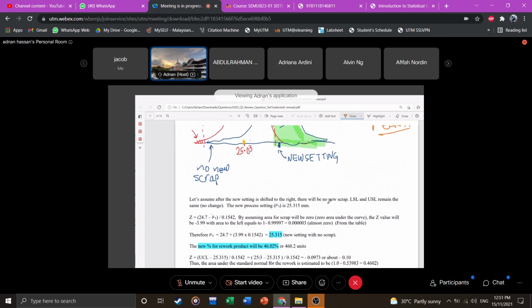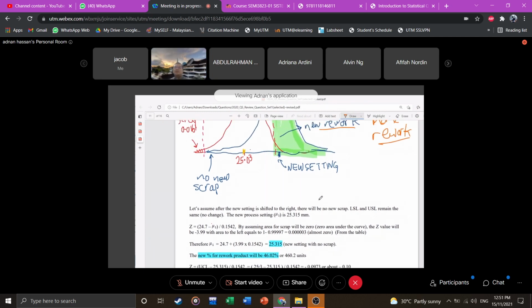Okay, now shifting to the right, there will be no new scrap. LSL minus USL remain the same, no change. The new process setting is 23.315. Okay, so the new setting will be this setting, the new setting.